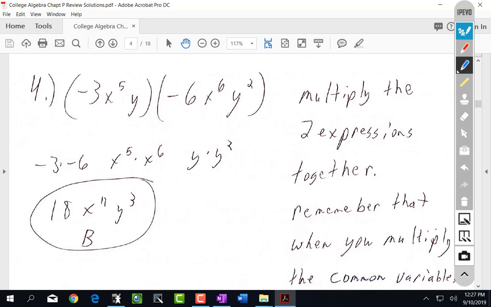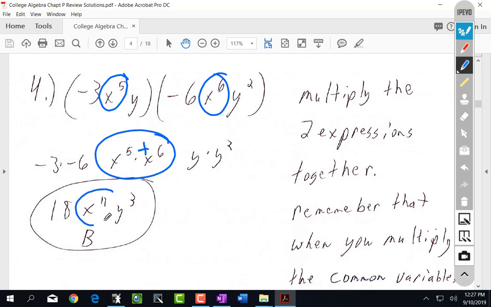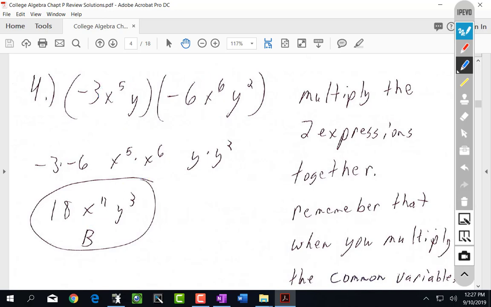And I'm going to go ahead and multiply x to the 5th times x to the 6th. Remember that means you add the exponents. So that's going to give us x to the 11th. And then we've got y times y squared. So add the exponents together and get y to the 3rd. So your answer is going to be B, which is 18 x to the 11th y to the 3rd.